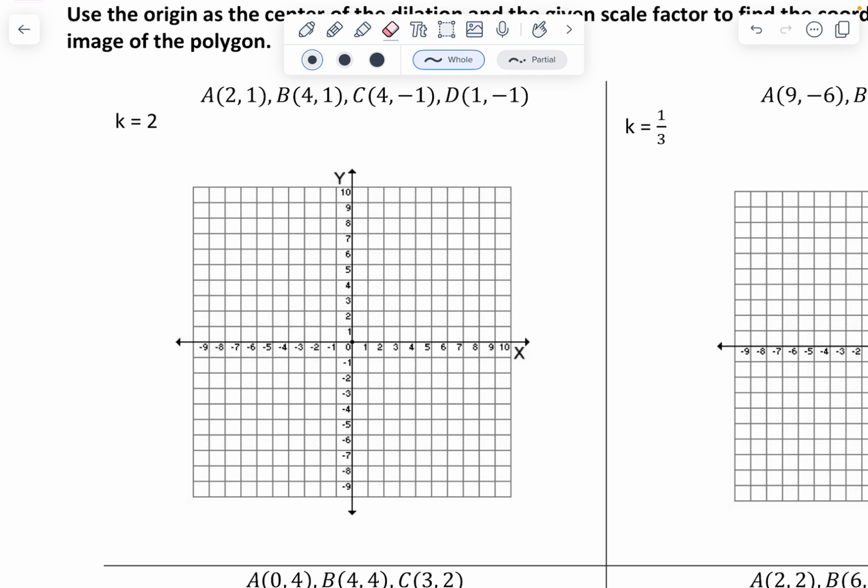Remember x comma y. So A is at 2 comma 1. I'm going to go right 2 up 1 and label that as A. B is 4 comma 1. Go right 4 up 1, label that B. C is 4 negative 1, so right 4 and down 1 is C, and 1 negative 1. That means right 1, down 1. That is going to be your D, and go ahead and connect them.